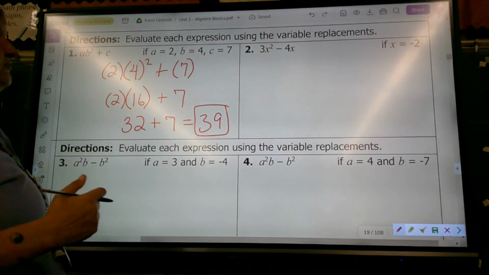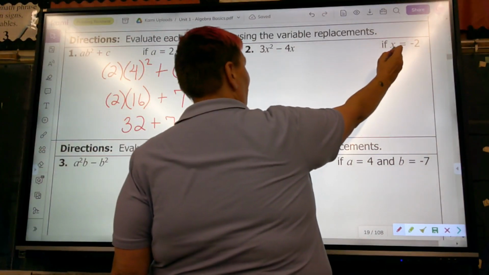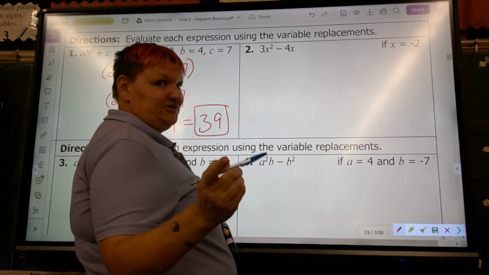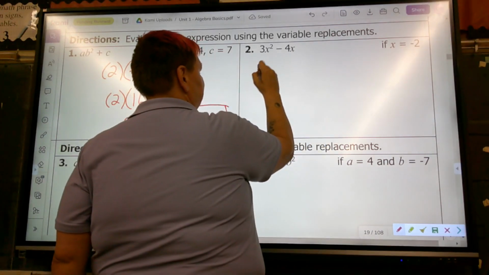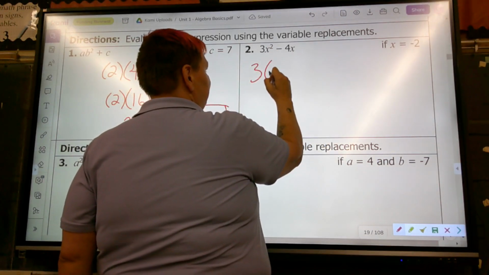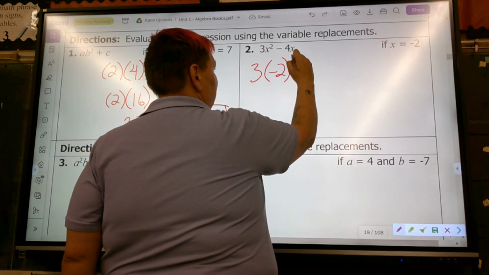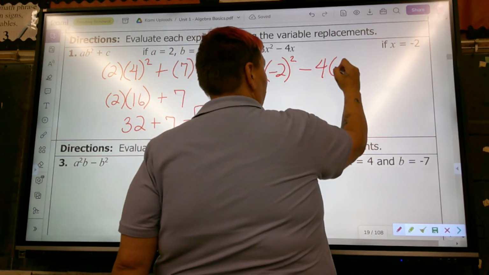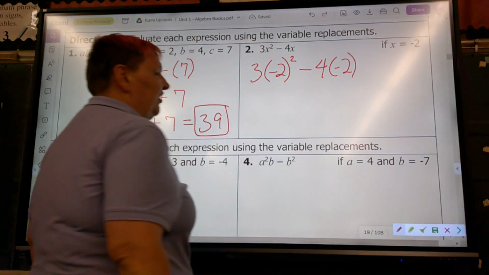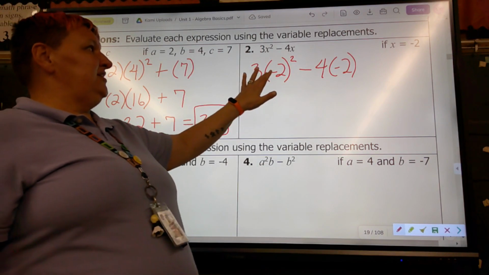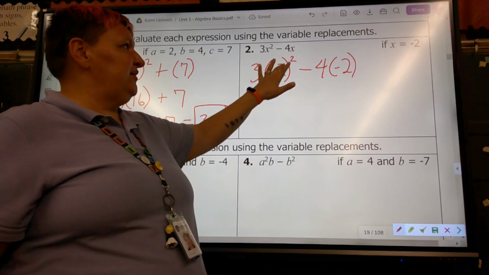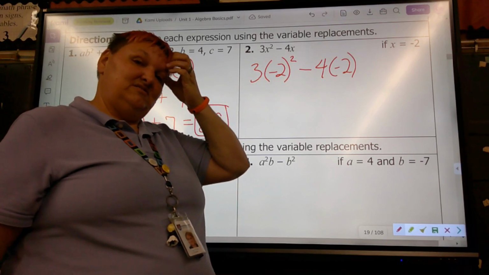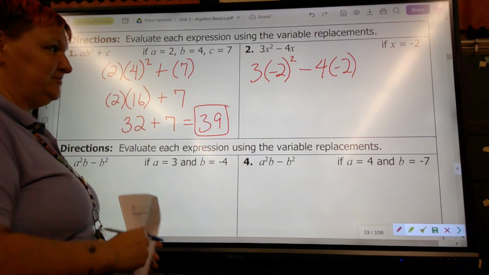All right, again, don't forget parentheses. If x is -2, we can replace the x with -2. I'm going to show you another reason we use parentheses. We're replacing that x with (-2) squared minus 4 times (-2). Sometimes when it comes to negative numbers, if you don't use the parentheses, when you square it, you're going to end up with the wrong answer. So just be careful, is all I'm saying.